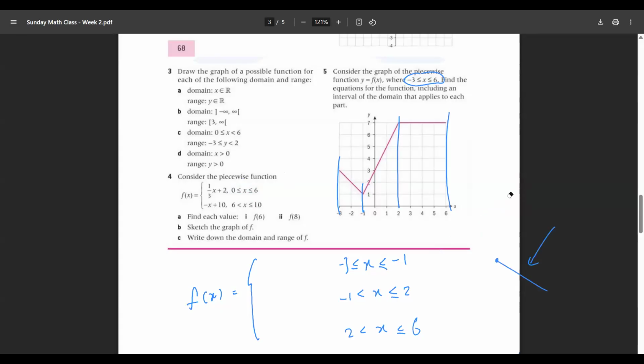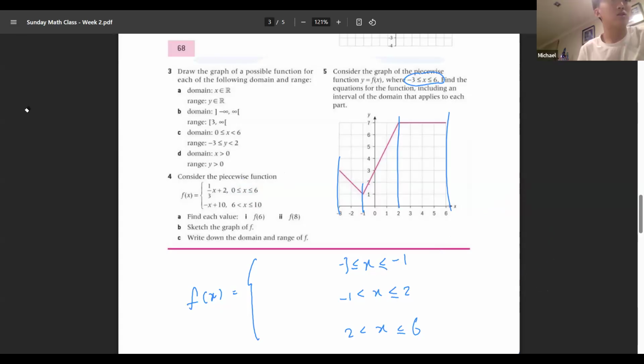All right, and then with each interval, what is the equation? The first one, as you said, is y equals -x, but we ignore the y, just -x. The second one is 2x plus 3. And the last one is 7. It's a constant.